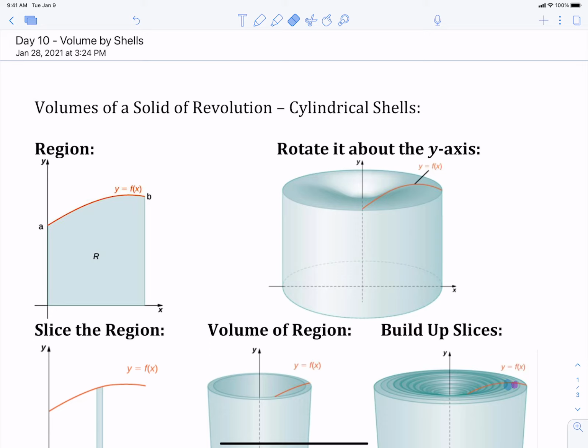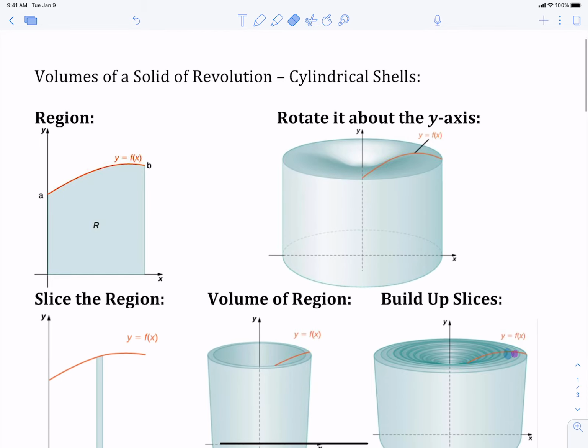In this video, we're going to take a look at our other method for finding the volume of a solid of revolution. And this method is called the cylindrical shells. So keep that in mind that we're going to be looking at cylinders. So the idea is that we're going to take our region, just like we have before. We've got this region underneath our curve from A to B and going to the x-axis. So we're going to take this region and we're going to spin it and rotate it about the y-axis, and then it's going to create this solid shape, so a cylinder that's kind of got a dimple in the top.